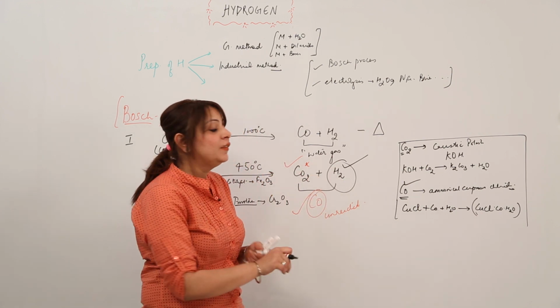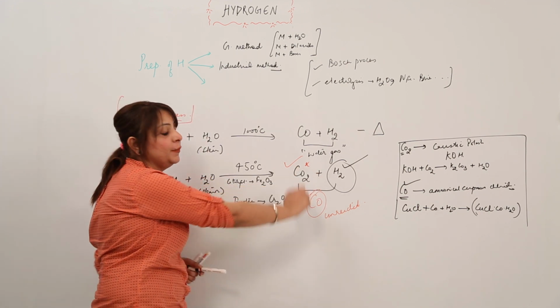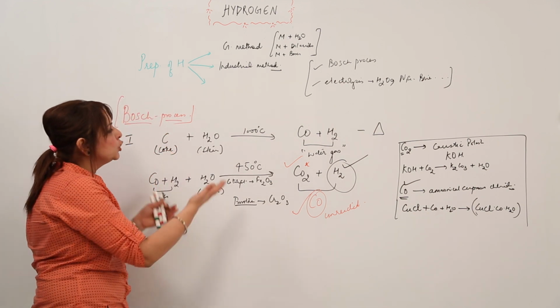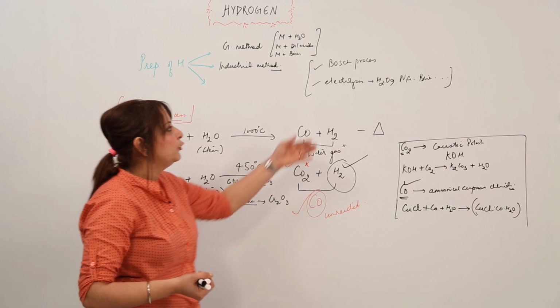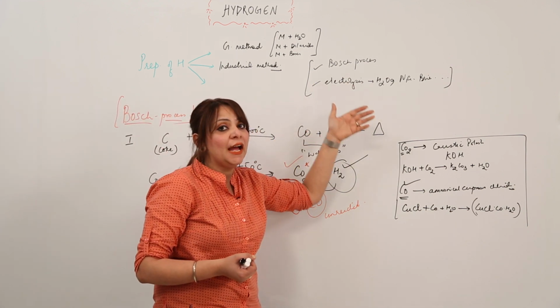So this is how we get pure hydrogen as an industrial method of preparation. This is how we get the hydrogen gas. It is not the only method, as I told you; there are a few more substances which can be electrolyzed and we can get the hydrogen, right?